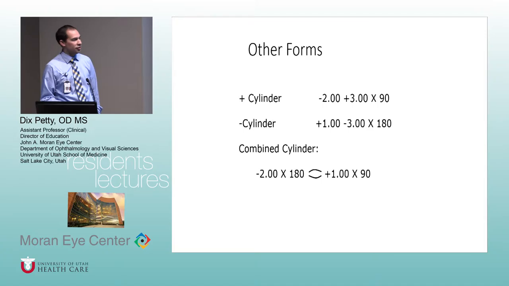So these are all the same prescription. So a minus 2 at axis 180, and then a plus 1 at axis 90. So if you did a power cross for this prescription up here, what would be at axis 90?